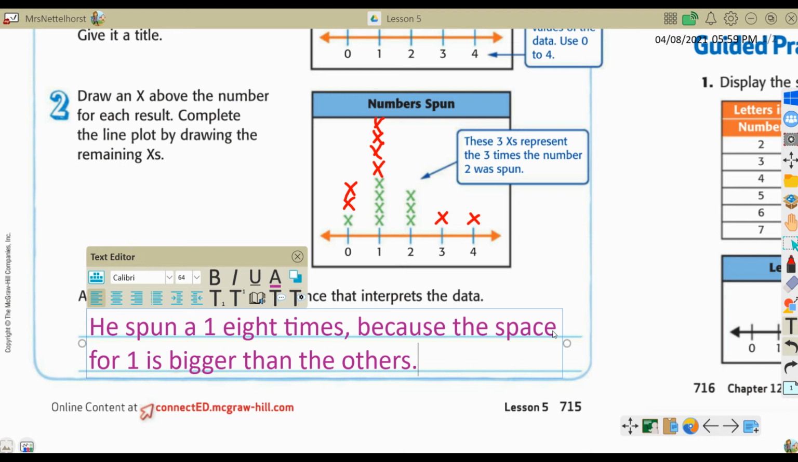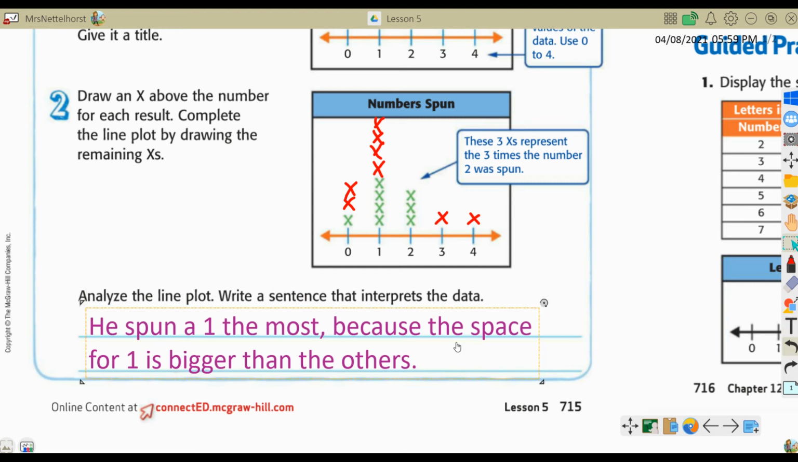Okay. Actually, let's do this. He spun a 1 the most, which is 8 times, but I think I like the most best because that's what you're doing. You're just saying what's the most, what's least, what's fewer, what's more, like that. So there we go.